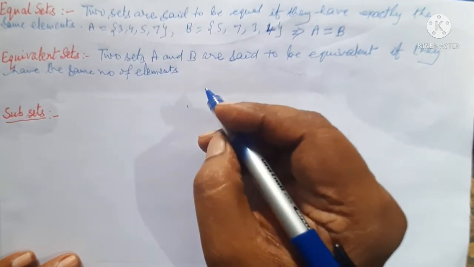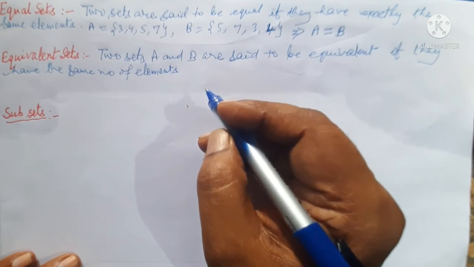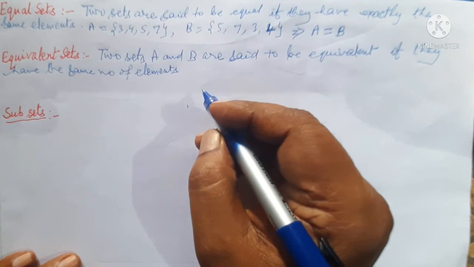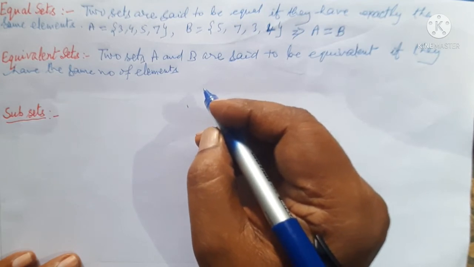It means the cardinality of set A is equal to the cardinality of set B. It means the cardinal number of set A is equal to the cardinal number of set B.